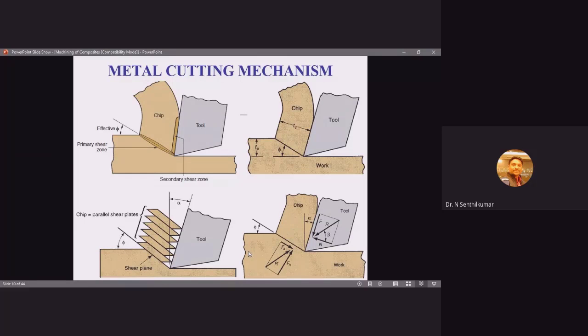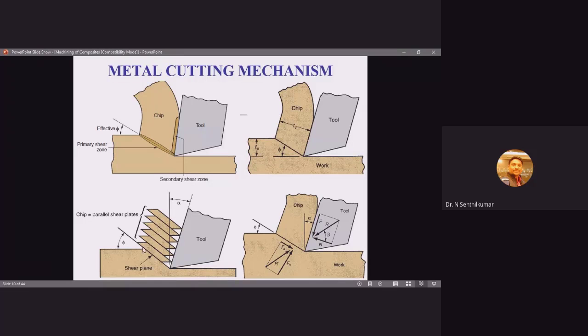So this is the metal cutting mechanism that everyone knows. This is the primary deformation zone, this is the secondary deformation zone, this is the shear zone, and this is the shear plane angle. This is the chip, and this is the tool. The chip is removed as per the Piispanen model, so layer by layer, the material will be removed.